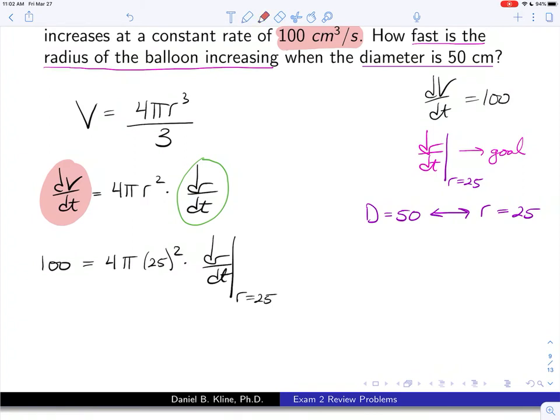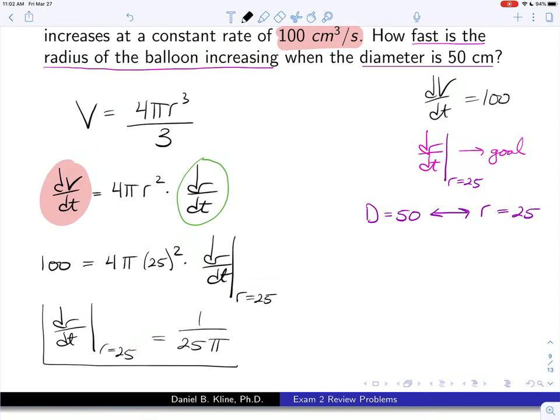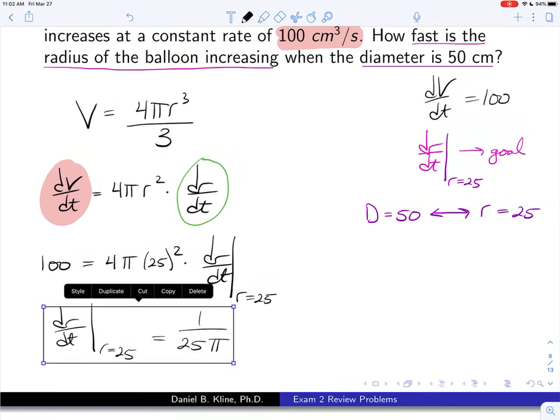Notice here I'm going to avoid actually taking 25 and squaring it. 4 times 25 is 100. Cancel 100 out, and there's 25 left over. So the point is, when you solve this, dr/dt evaluated when r is 25 is just 1 over 25 pi. And that's that.